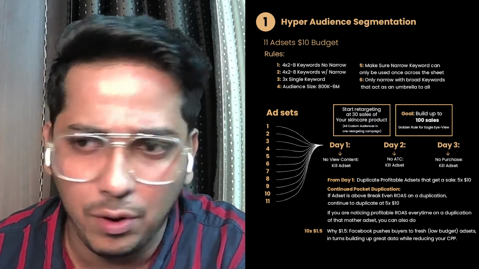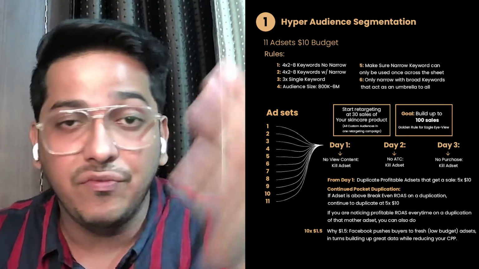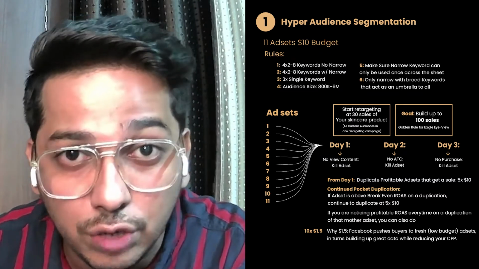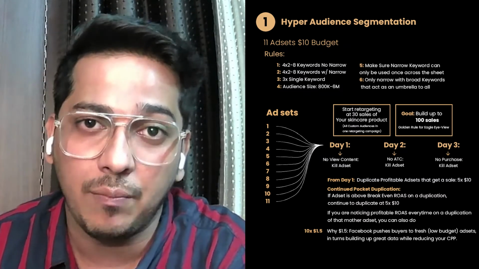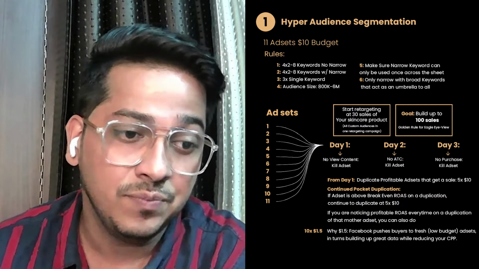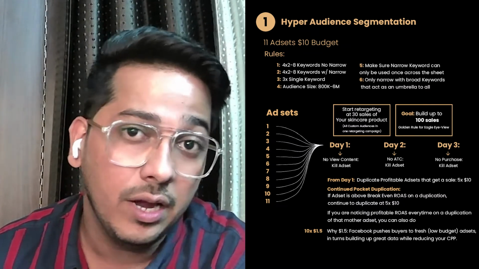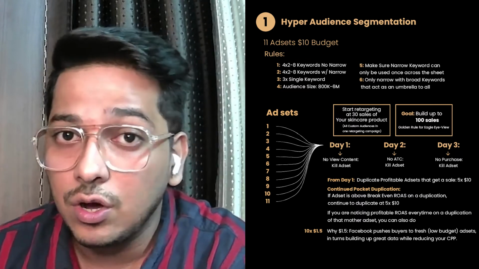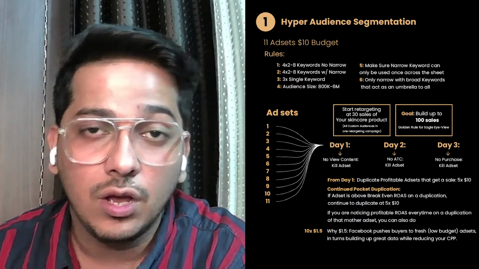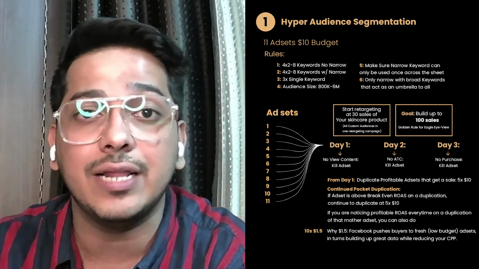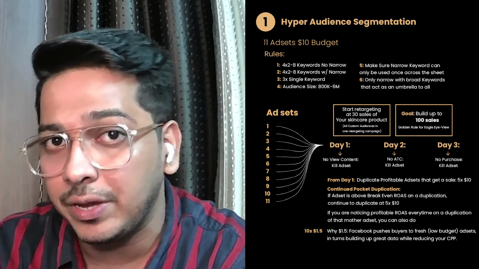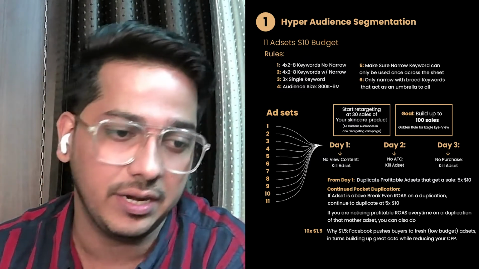I'm not talking about 1, 2, 3, I'm talking about 50 to 60 ad sets that you should be running in that particular campaign which I'm telling you about. Why? Because as I said, you should be running these 11 ad sets, and definitely you will get sales on the first day, second day or third day. Once you get a sale, just duplicate that particular ad set in the same campaign in which you are running this ad set. Getting my point?